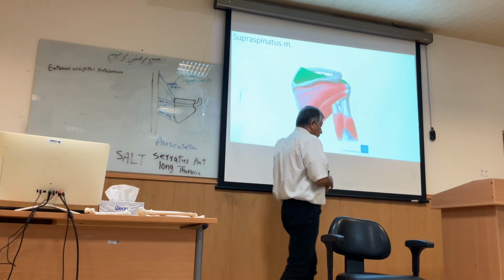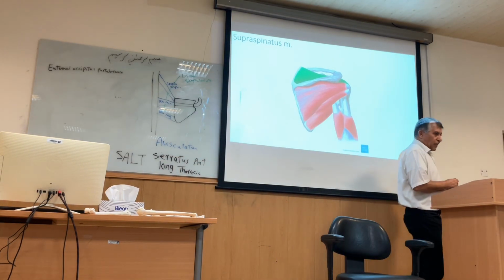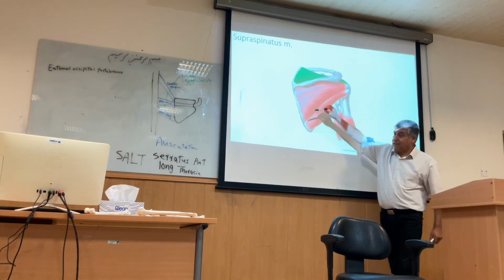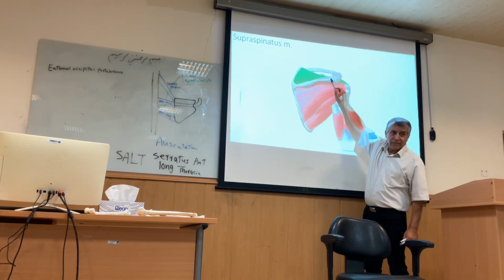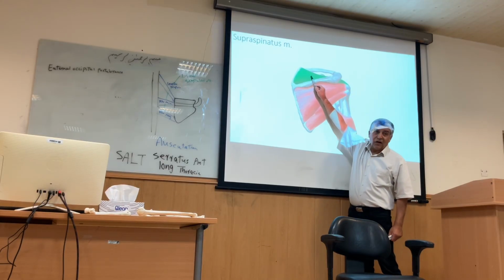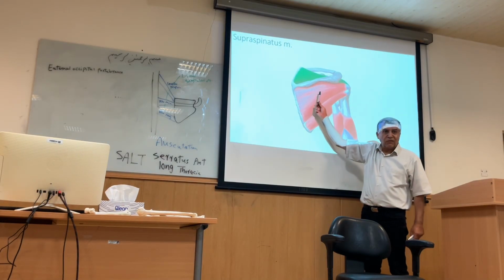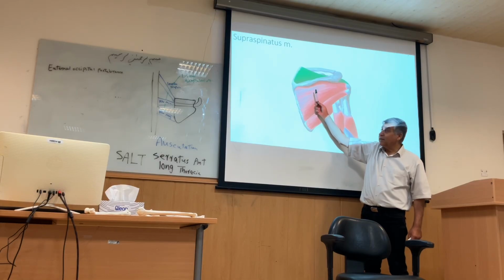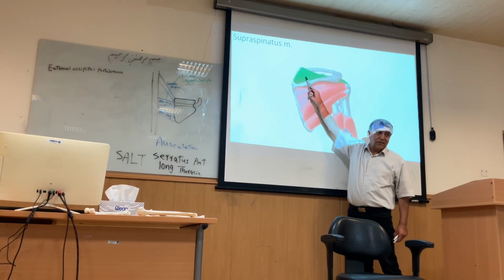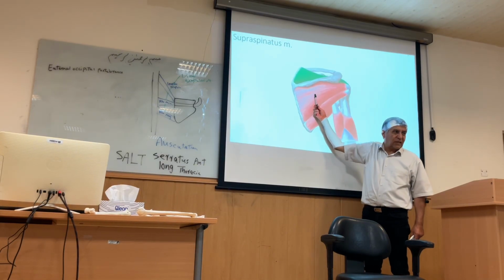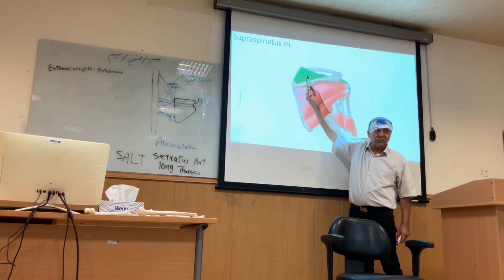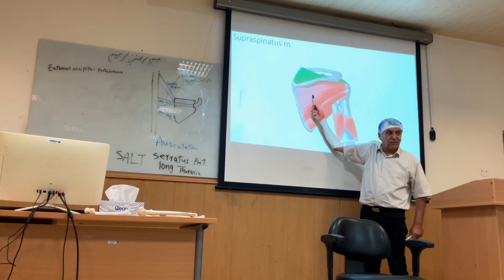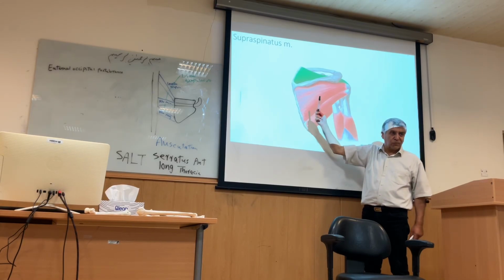In this figure, you can see the posterior surface of the scapula. This one is the spine. This area is supraspinatus, this one infraspinatus. The supraspinatus muscle originates from the supraspinous fossa. The infraspinatus muscle originates from the infraspinous fossa.